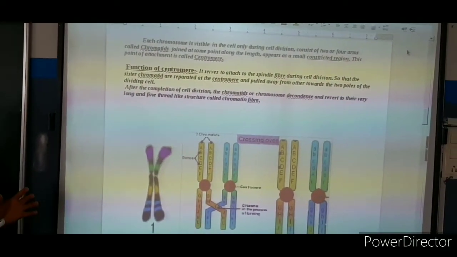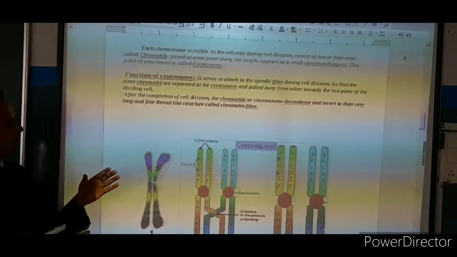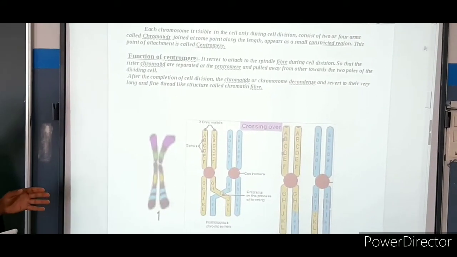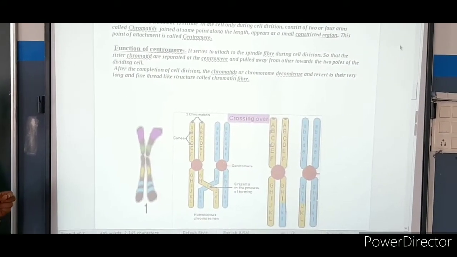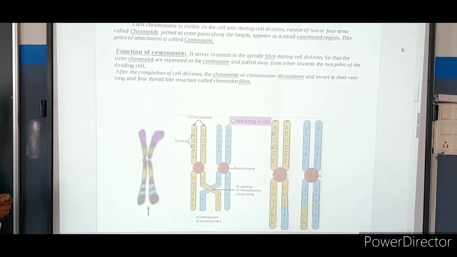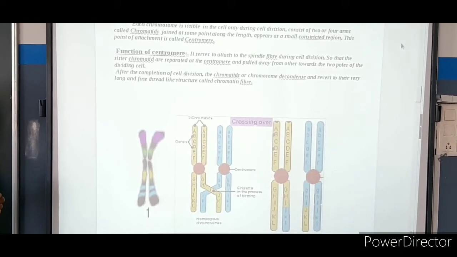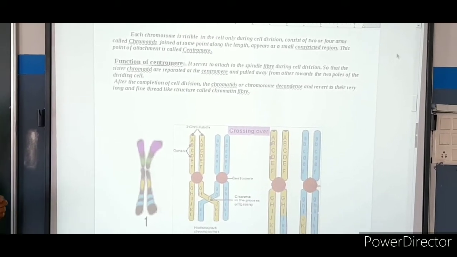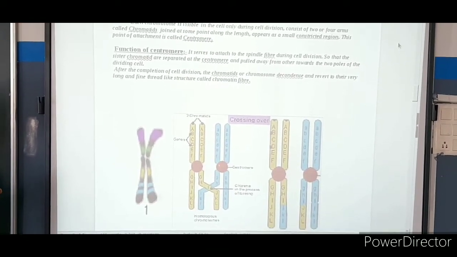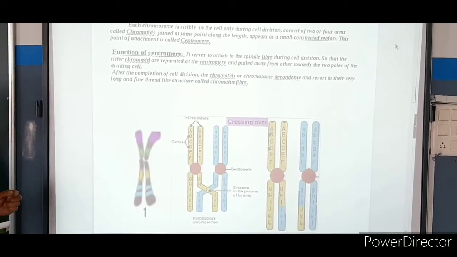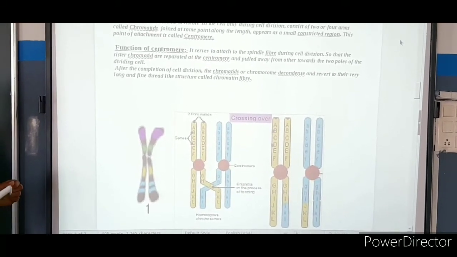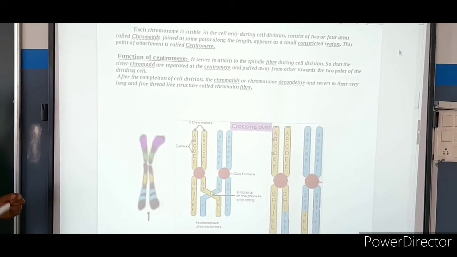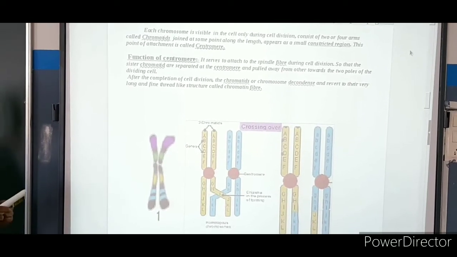In these phases, we learn that the spindle fibers are formed, and then the separation of the centromere occurs due to the spindle fiber. So the spindle fiber actually attaches to the centromere of the chromosomes. So these are the functions of the centromere.